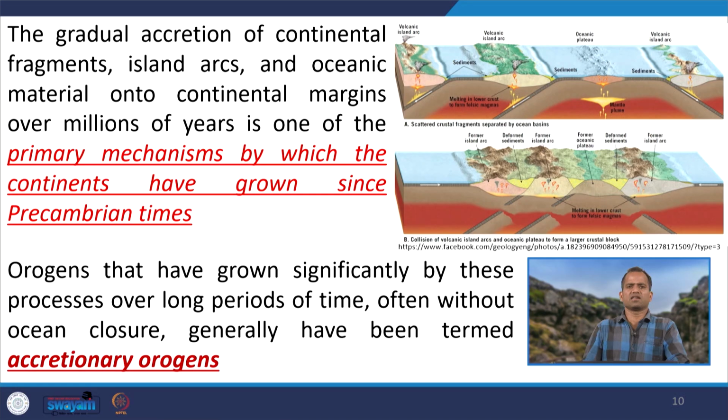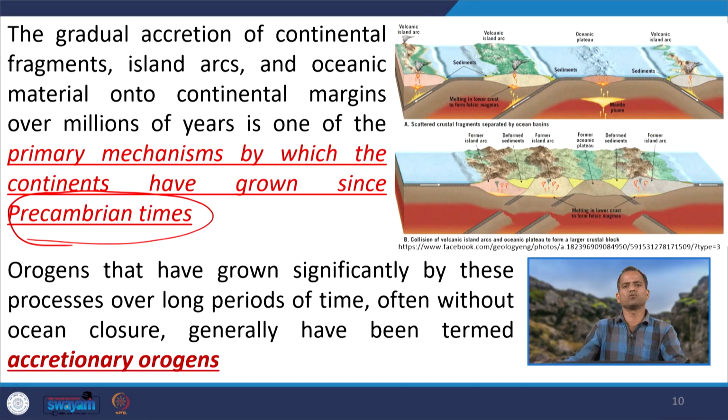So, as a result, the orogenic mountain building activities, the related magmatism, mineralization, and metamorphism will change with time. The gradual accretion of continental fragments, island arcs, and oceanic material onto the continental margin over millions of years is one of the reasons how the continents started growing from the Precambrian time, that we have discussed. That is called lateral accretion.